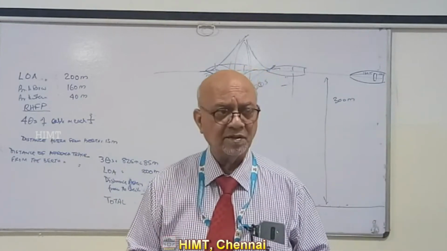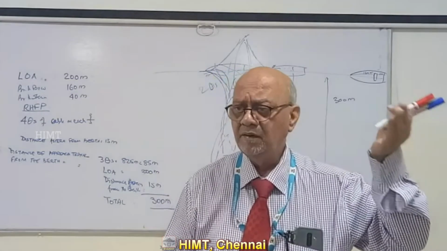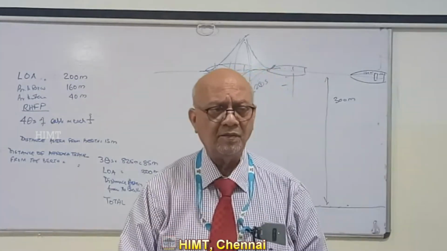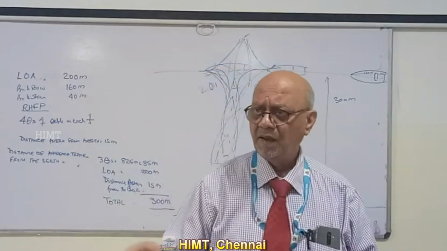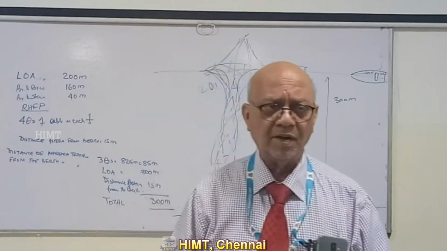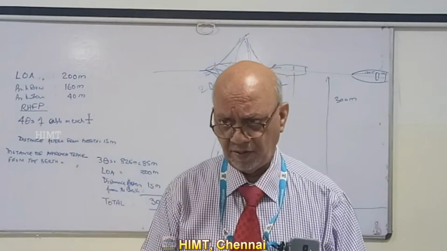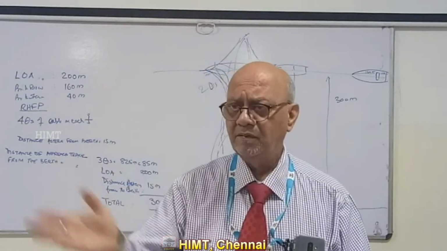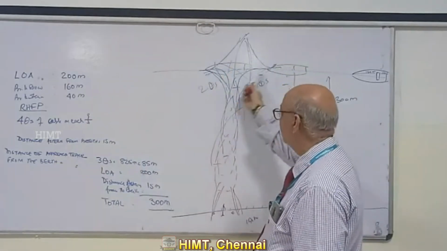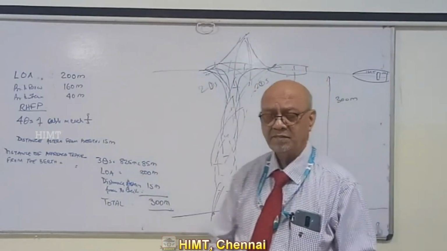So once the port anchor is away, clear, set it, start heaving on the starboard. Once you have the anchor up, keep that also ready from the hawse pipe for letting go. Go back on the starboard, next to the dock.